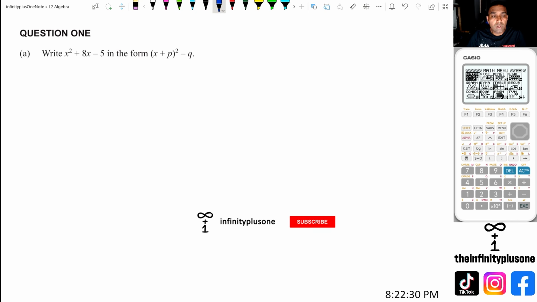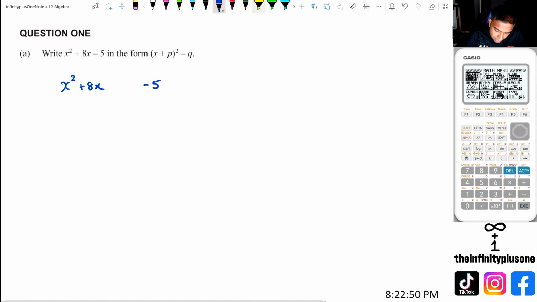Alright, so with question 1, we've got to complete the square. Basically that means we're going to have x squared plus 8x, and I'm going to keep this minus 5 a little bit separate here, and I'll show you why. What we're going to do is take the 8 and divide it by 2, which gives us 4. Then 4 squared gives us 16.